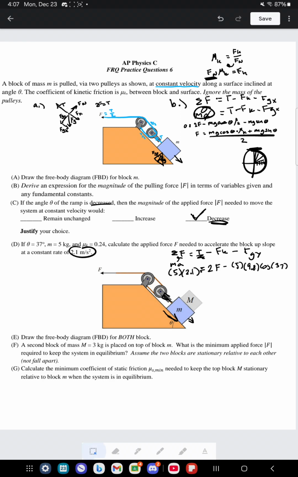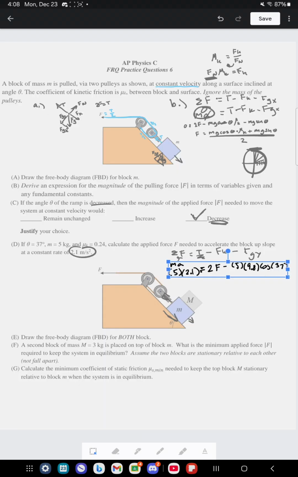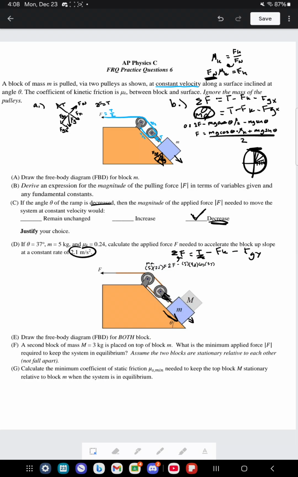Let me just move all of these real quick. Just make it smaller for more room.